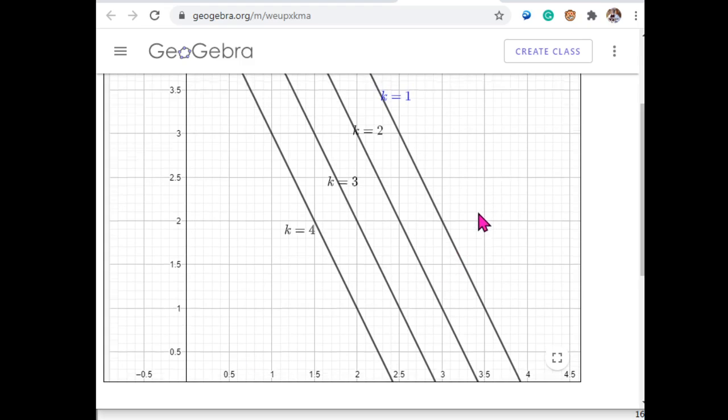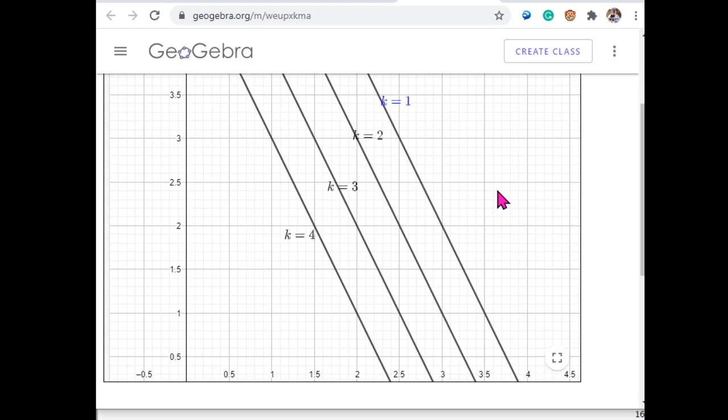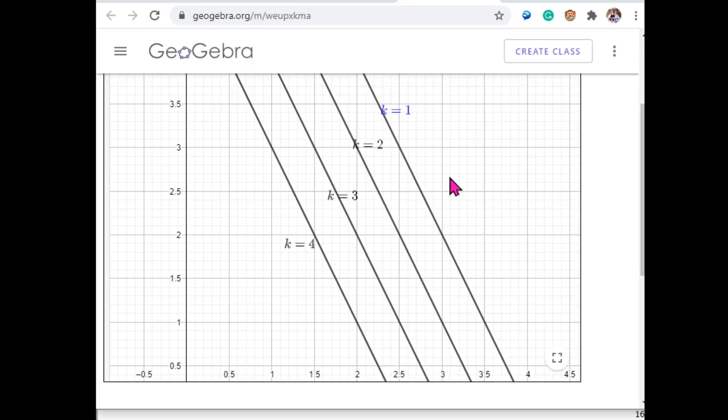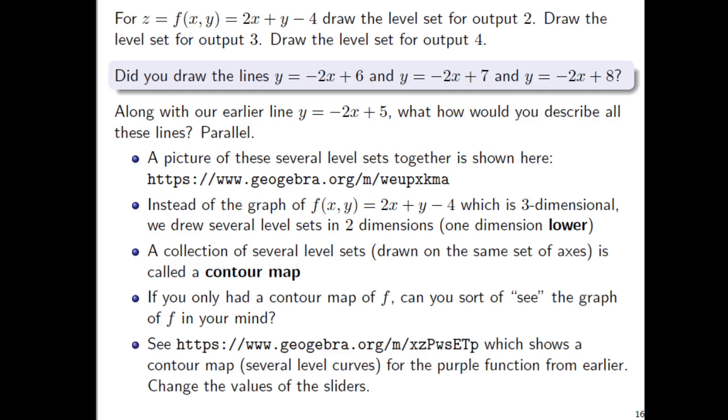And so with that z-axis pointing towards you, you've got the bird's eye view here. Can you imagine all of these points along here popping out towards you 1 unit, and all of these points here where k equals 2 popping out towards you 2 units, and all these points on the line labeled k equals 3, those points all raised towards you 3 units, and so on and so forth. So with that, can you sort of see the graph of f in your mind, right?